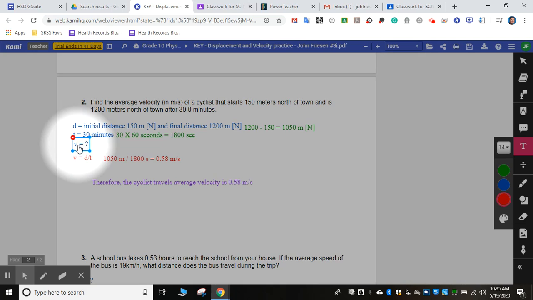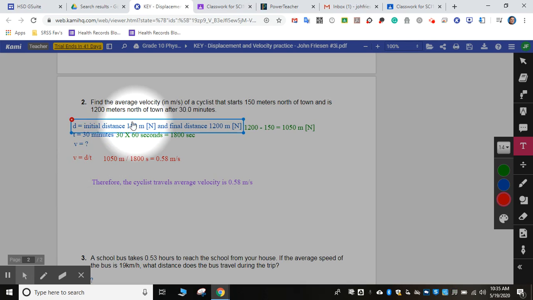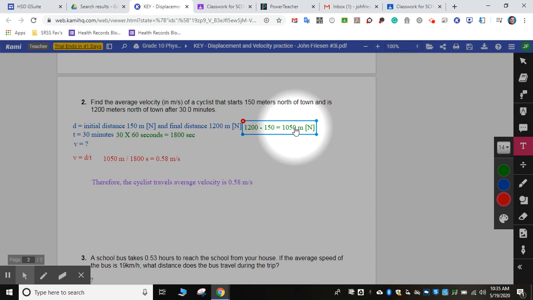The next thing we do is for velocity questions, here's our equation. Velocity is equal to distance over time. So what are we trying to find? We're trying to find the velocity. Find the average velocity, right? So we put a v with a question mark. So now this is everything we know. We know the distance, which is 1,050 meters. We know the time, which is 1,800 seconds.